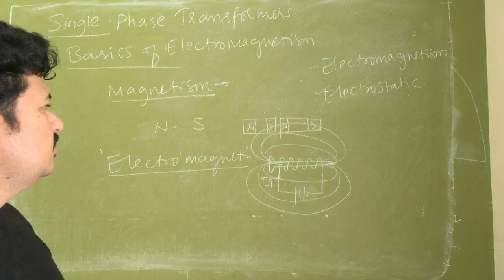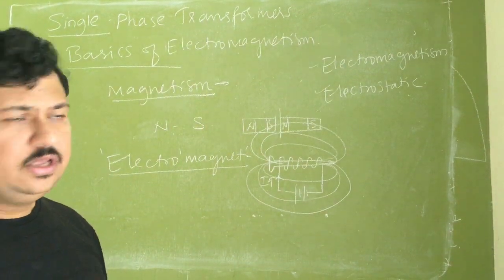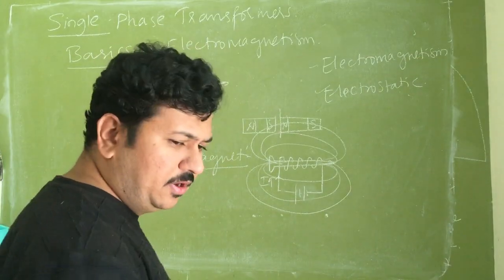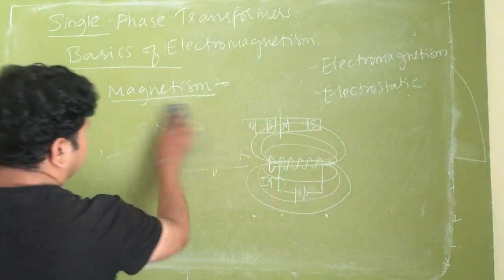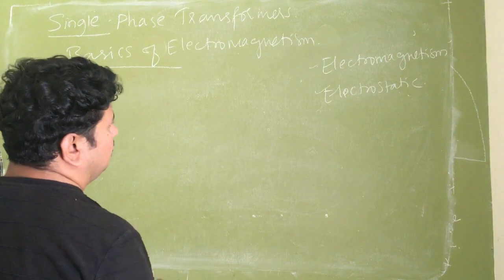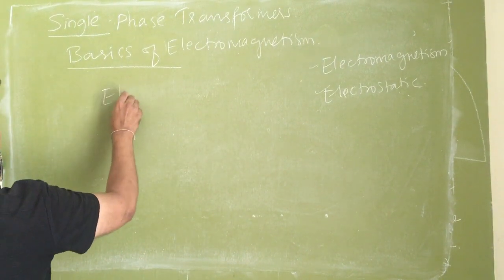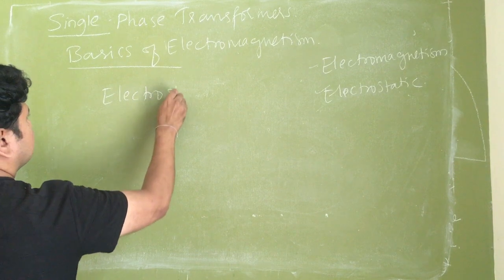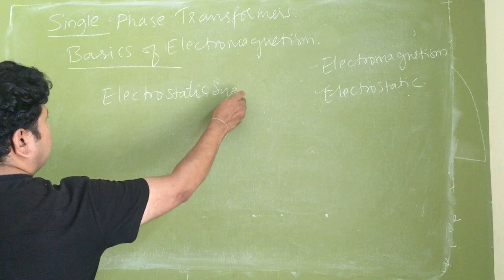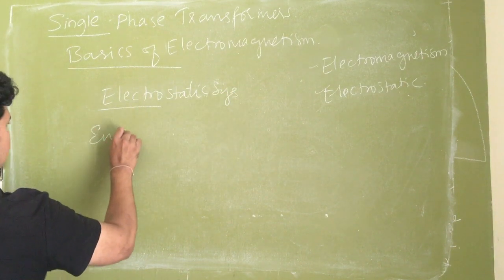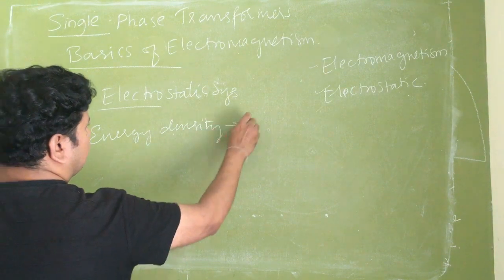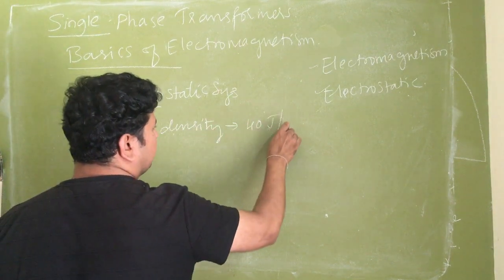All the systems we observe are electromagnetic. Electrostatic systems are very few. Why? Because the energy density of an electrostatic system is very limited. The energy density of an electrostatic system is a simple 40 joules per meter cube.